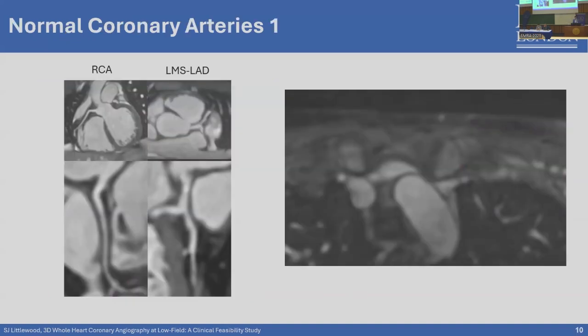So unfortunately, the movie isn't playing for the whole scan, but you can see the reformats here on a patient with normal coronary arteries. So you can see the reformat of the right coronary artery and left main stem into the LAD on the left. And this is showing really quite nice coronary depiction of the proximal and mid segments in this patient.